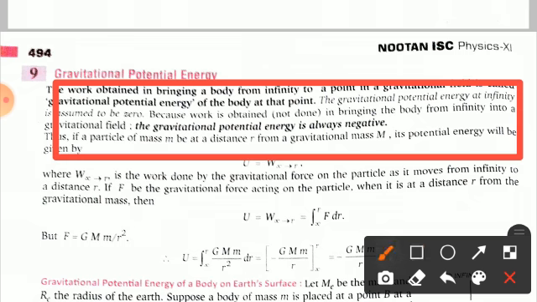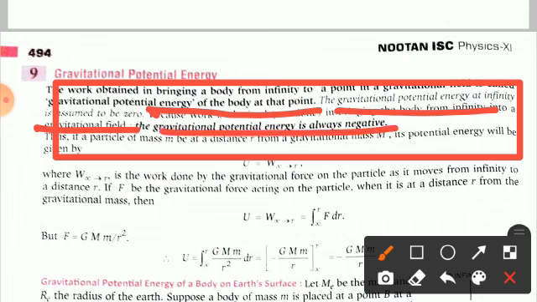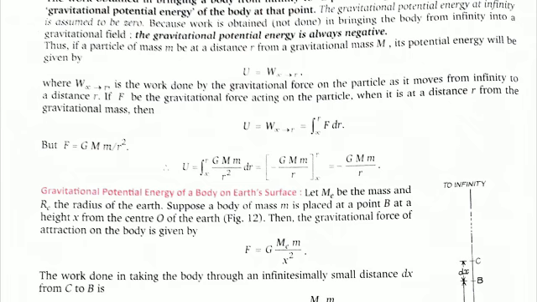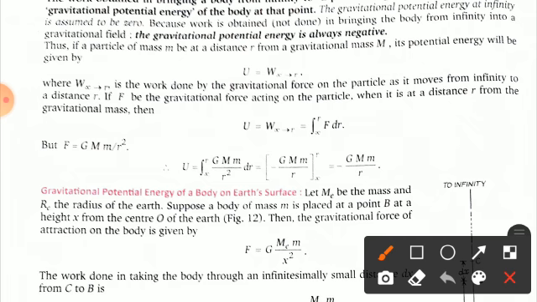Why is it considered 0? Because work is obtained, not done, in bringing the body from infinity into the gravitational field. So the gravitational potential energy is always taken as negative. Now you can see here, suppose a particle of mass small m is at a distance small r from a gravitational mass capital M, so its potential energy will be how much?